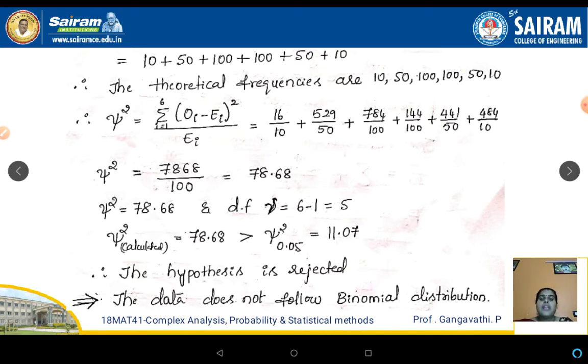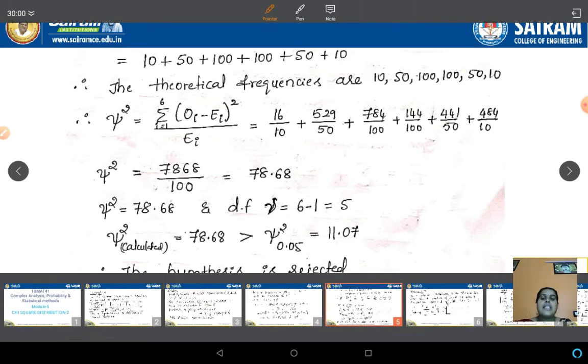So we have got the theoretical frequencies, and now we are going to take them separately. 10 is the first theoretical frequency, 50 is the second, 100 is the third, this 100 is the fourth, and this is fifth, and this is sixth. Straight away we can take them as E1, E2, E3, E4, E5 and E6.